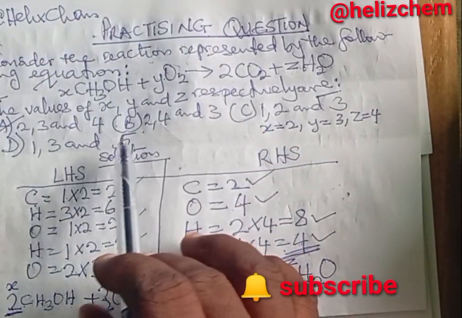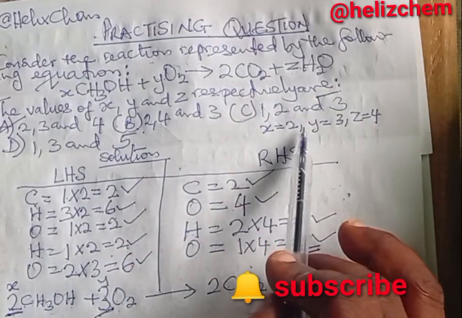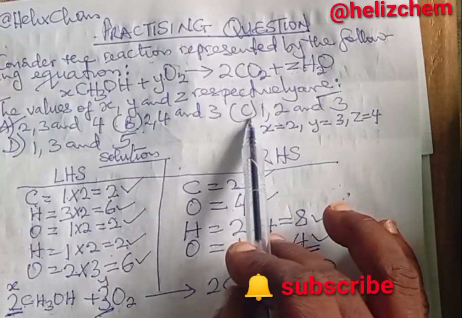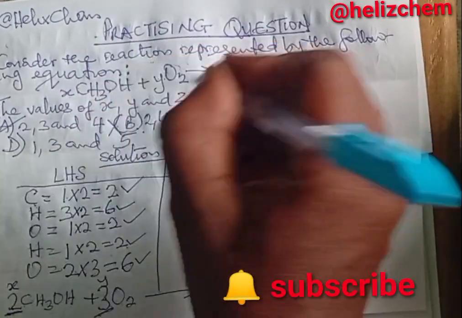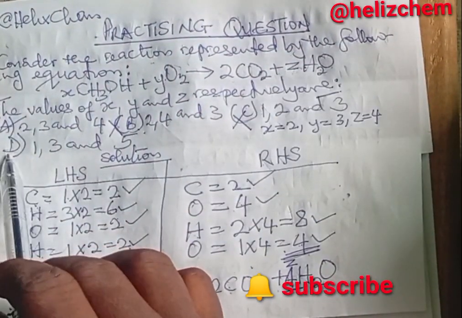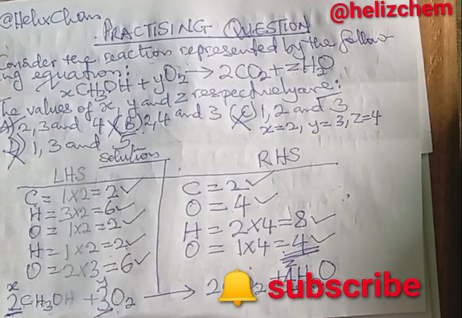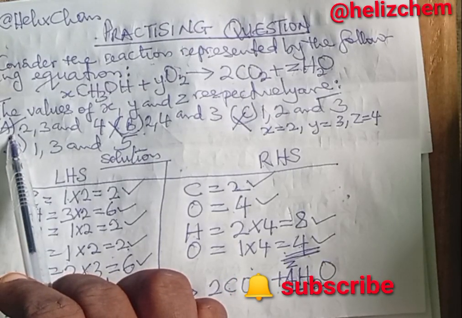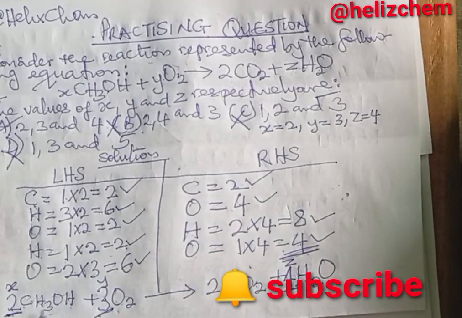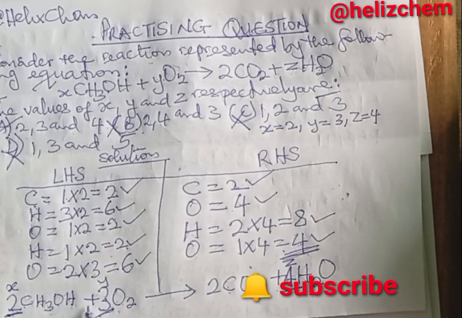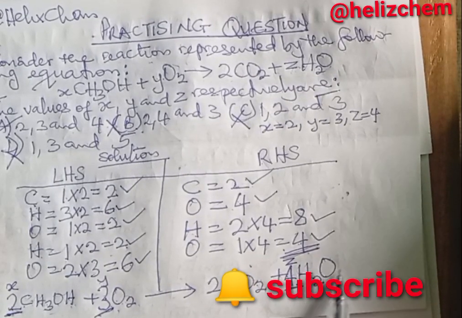But we need to check the rest. Option B is 2, 4, and 3. You can see now that it's not the same thing as this. Option C is 1, 2, and 3. It is not correct. So B is not correct. C is not correct. Let's look at D, 1, 3, and 5. This also is not correct. So the correct answer now is A, which has 2, 3, and 4. And the balanced equation for this reaction now is 2CH3OH plus 3O2 to produce 2CO2 plus 4H2O.